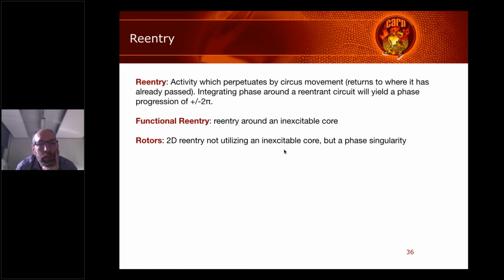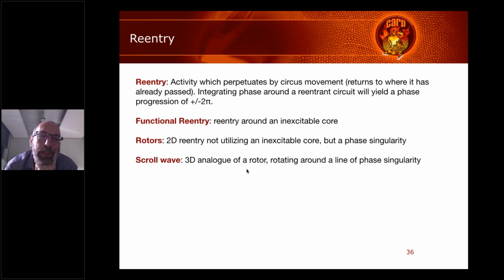Then you have rotors. So it's 2D reentry, where the core is excitable, but you have a phase singularity. And then in 3D, you can't really talk about rotors. You should really talk about scroll waves. So instead of a phase singularity being a point, you have a line of phase singularities.